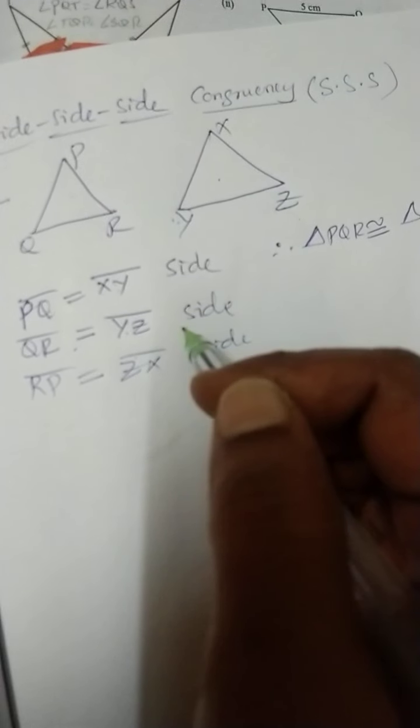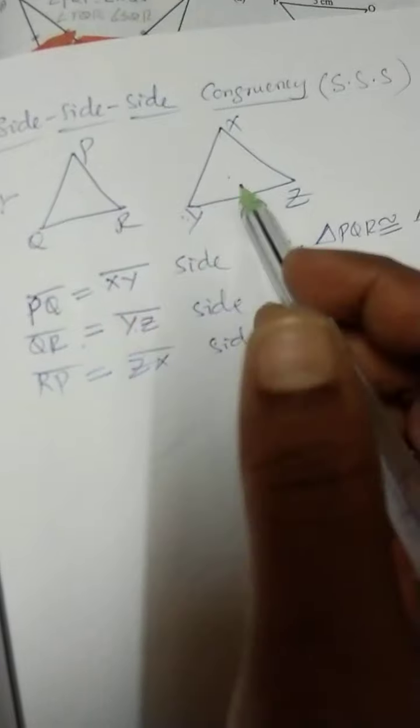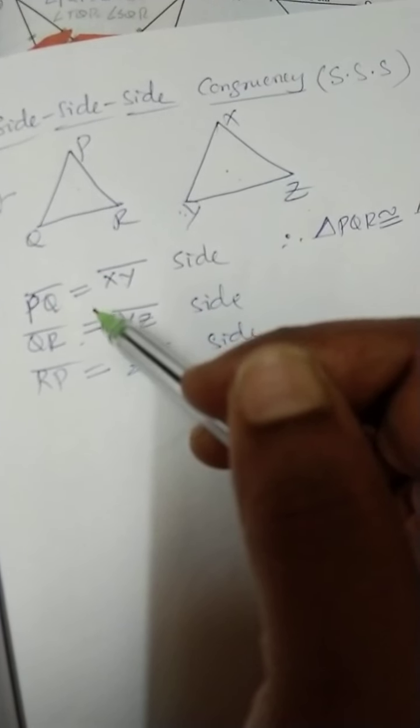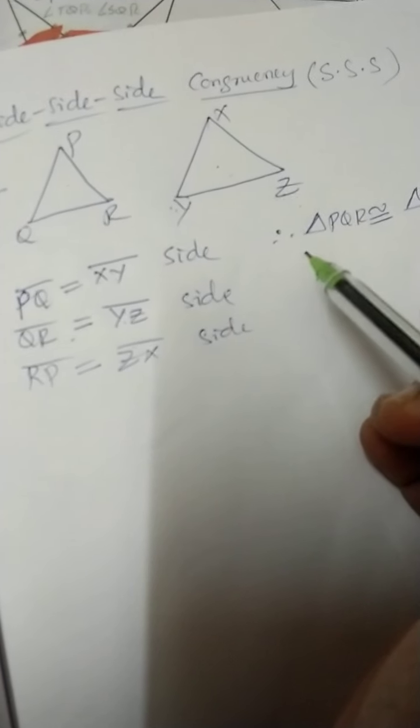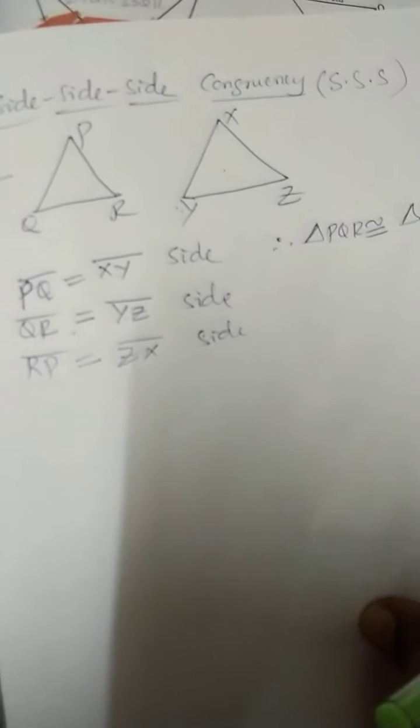This is based on the side criteria. If you observe any two triangles and the corresponding sides are equal in both triangles, then we can say those two triangles are congruent. Now, based on this criteria, you have Exercise 1 sums.